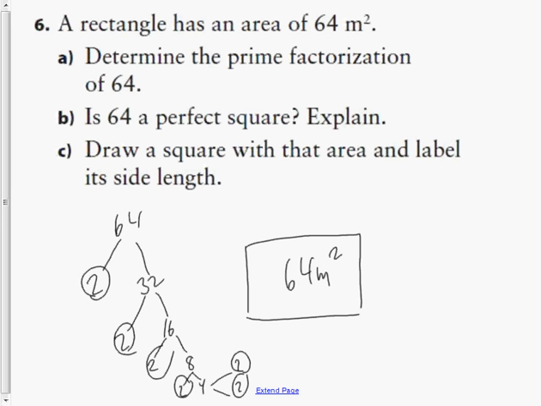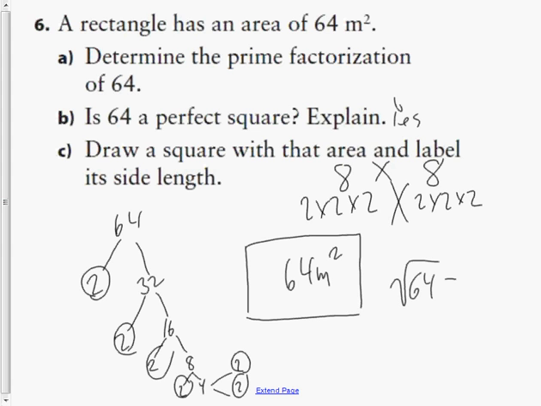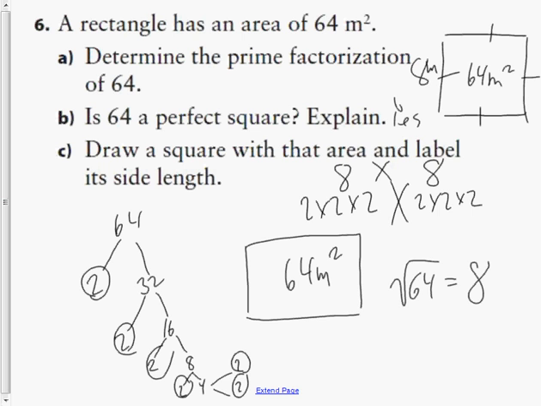So another way for me to re-envision 64 is to say it's 2 times 2 times 2 times 2 times 2 times 2. Is 64 a perfect square? The answer is yes, it is. And the reason why is I could take those 6 2's, put 3 of them on this side, put 3 of them on this side, and I would say I was able to distribute them evenly, and therefore I would have 2 times 2 is 4 times 2 is 8, so therefore the square root of 64 is 8. It says draw a square with the area of that and label its side length. So here's our square. The area is 64 meters squared, and the side length would be 8 meters.